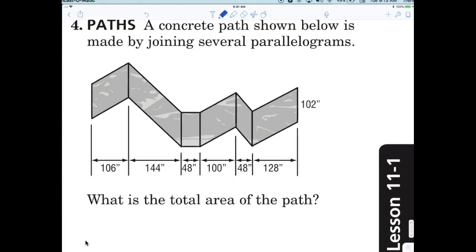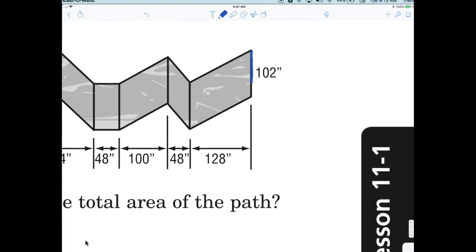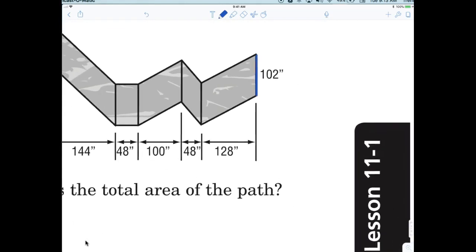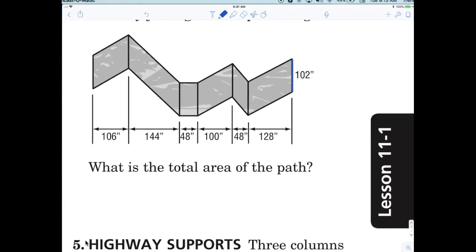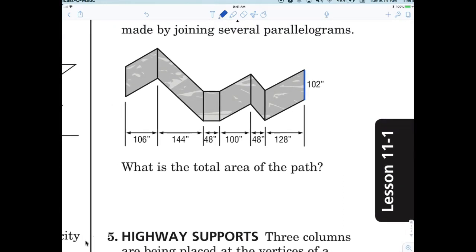So listen, what I want to explain now is this is 102, right? Because they're parallel, the opposite sides are equal. So all the bases are 102, correct? Someone has asked me a question, so I'm going to explain why you can just multiply 102 times the sum of the heights. I want to show you mathematically: 102 times 106 plus 102 times 144 plus 102 times 48 plus 102 times 100 plus 102 times 48 plus 102 times 128. Again, that would just be the area of all of the individuals, correct?